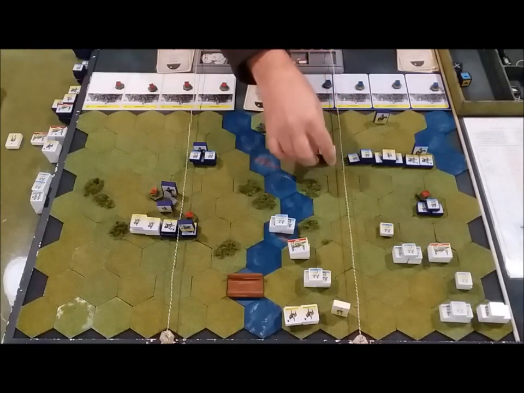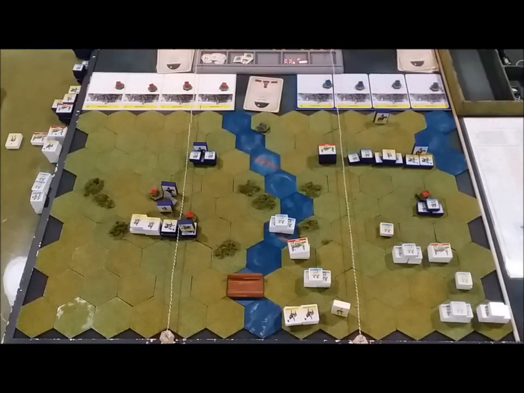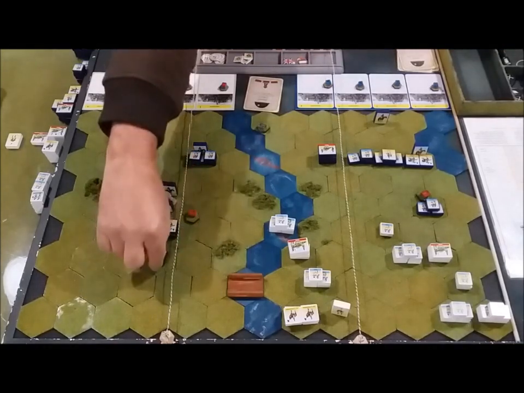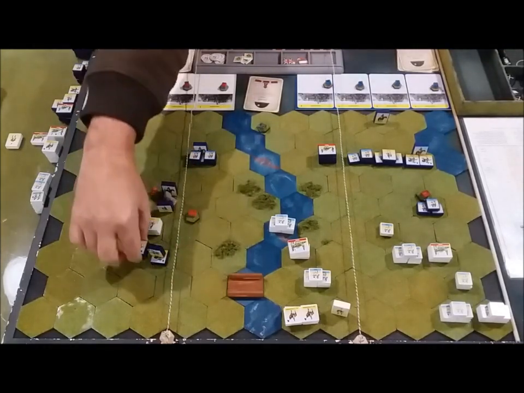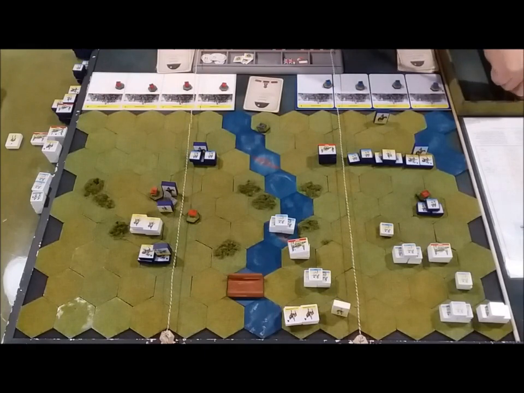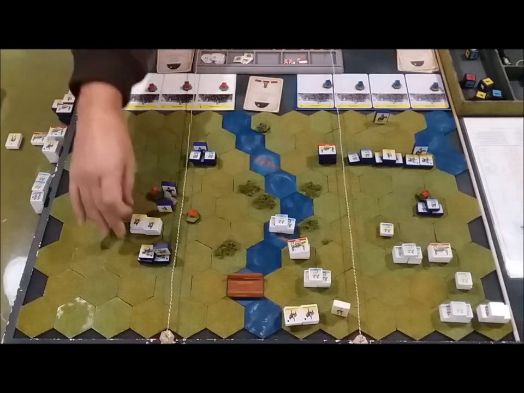Which is pretty damn fine. Not as good as it could have been, but not too bad. The heavy cav now is going to come out 1 to here, like this, and attack the light Austrian cavalry, and they get 5. And they hit them for 2.